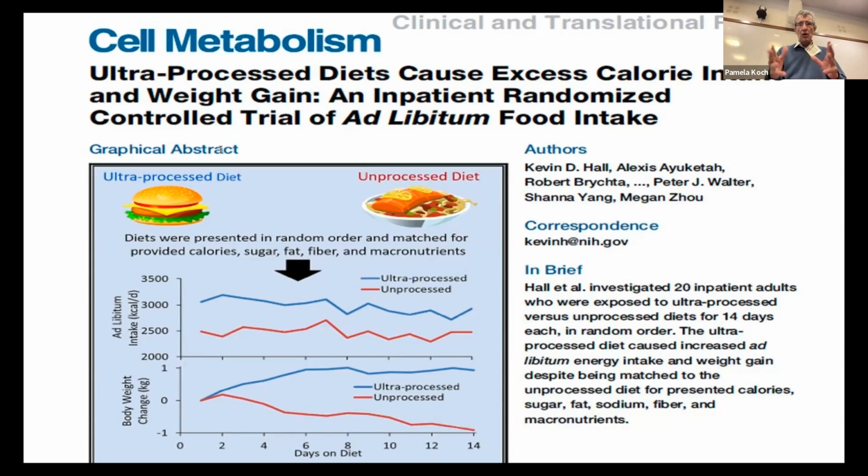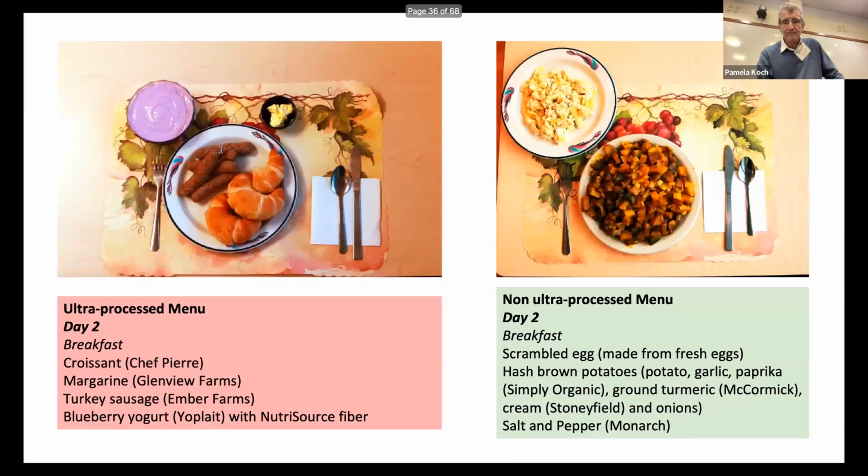It was Kevin Hall who did the study. He put 20 people in a hospital, and 10 of them ate a diet with 83% ultra-processed food, almost everything ultra-processed. For 2 weeks, then for the second 2 weeks, they moved to a diet with 0 ultra-processed foods. And the other 10 people did the reverse. And then you compare each person with themselves in the 2 diets. So this is the gold standard for trials.